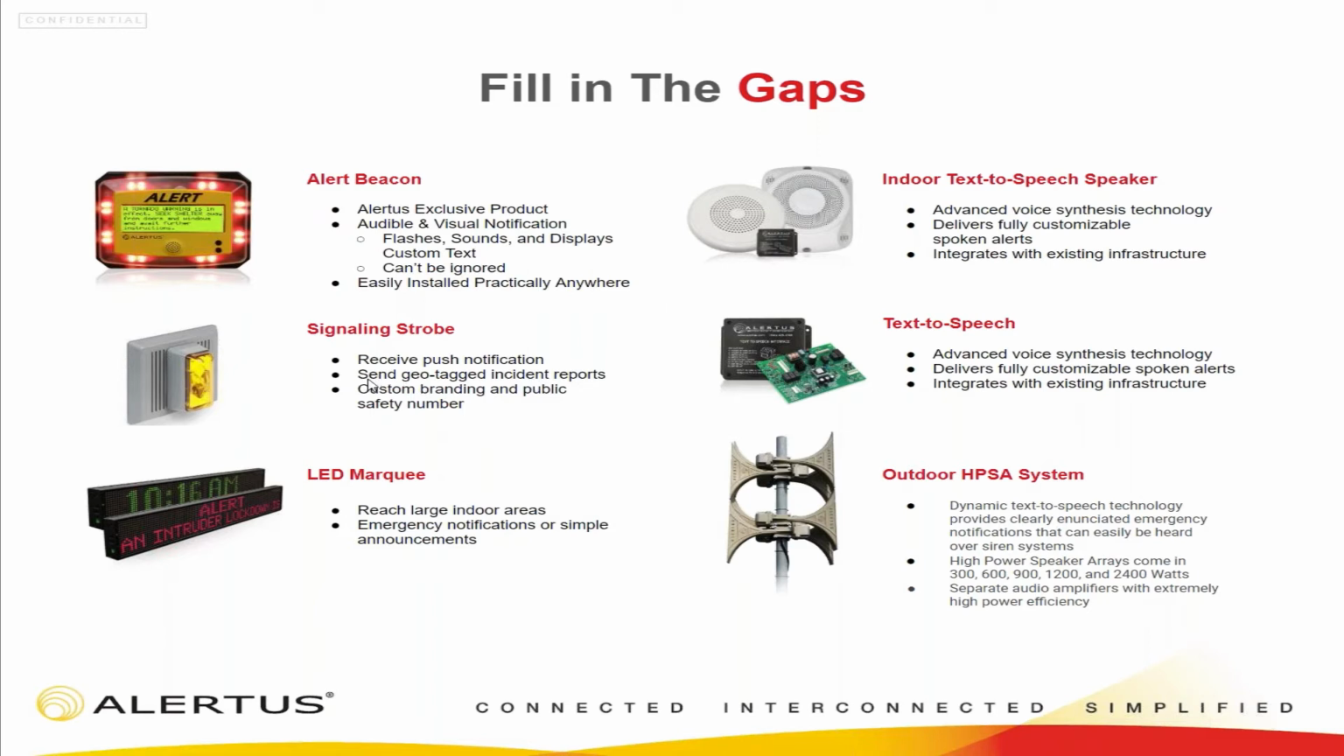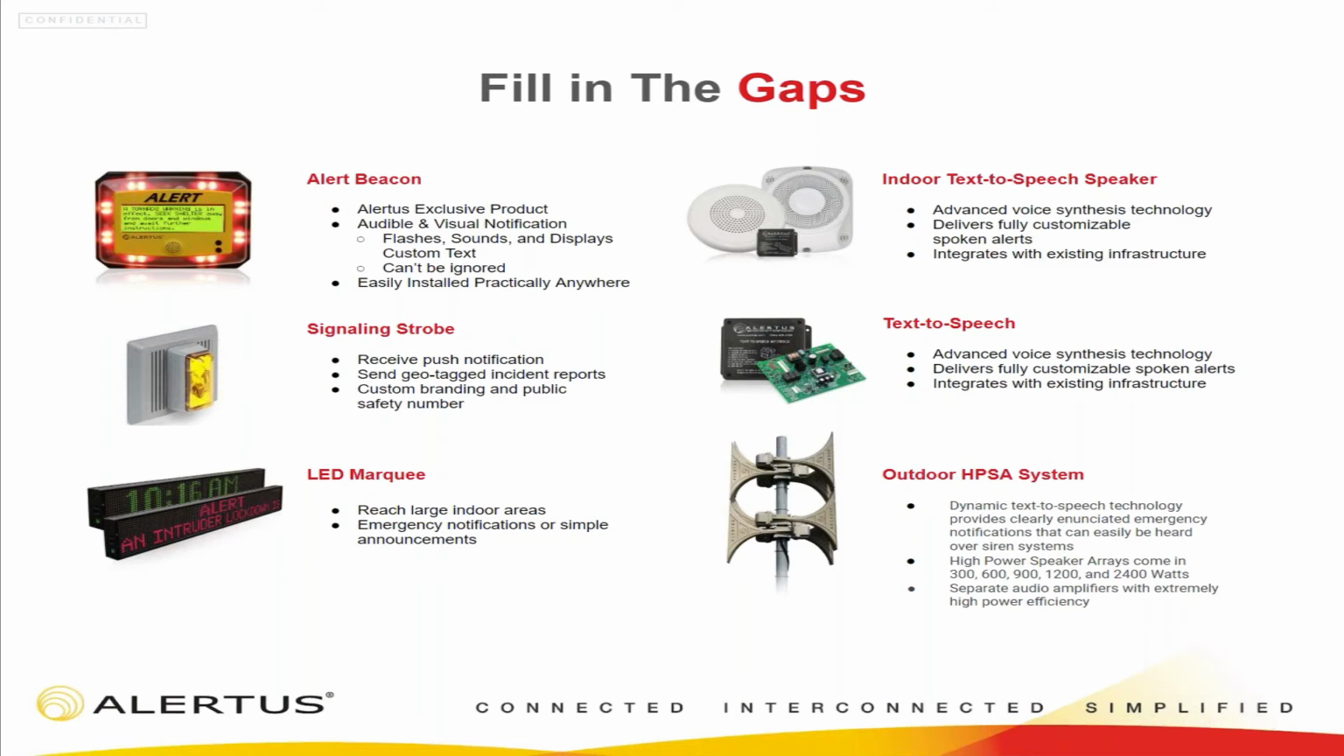Finally, we have both the signaling strobe and the LED marquee. The LED marquee is an extension of that alert beacon. As you can see, it is a clock when it is not in use, but during that emergency situation, the text on that screen is going to be visually represented on a continuous loop. So you have that information at hand and people can see that regardless of the environment that you are in.